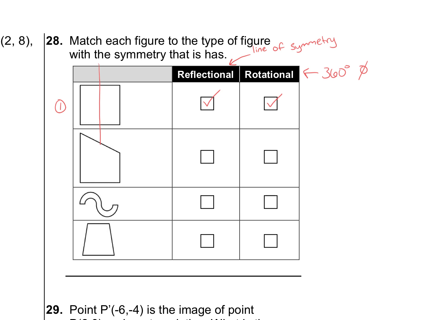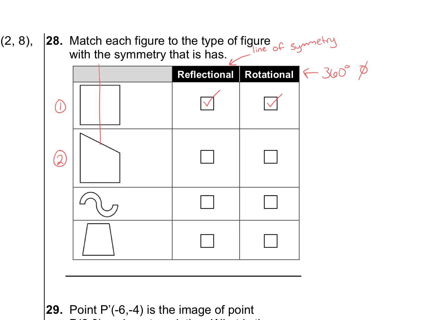This next one, does it have reflectional symmetry? No. Why not? Because there's no line of symmetry. Right, if I drew any line, is it going to fold on top of itself? No, because this side kind of ruins it. Does it have rotational symmetry? No. Again, do you agree this ruins it? Yes, so it does not have either of those.